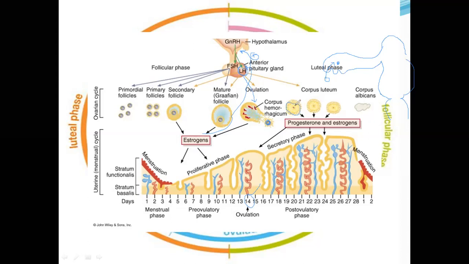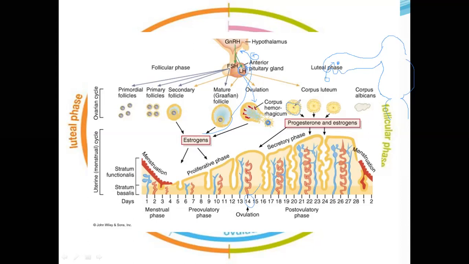This yellowish body is called corpus luteum. Corpus luteum means yellowish body. Luteum means yellowish and corpus means body. So in the corpus luteum there is a special pigment, because of that it is yellowish.